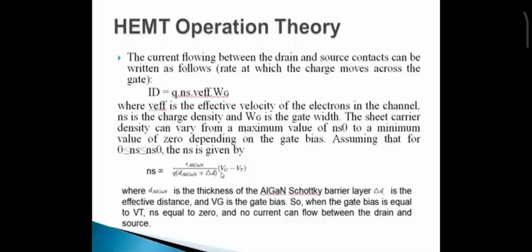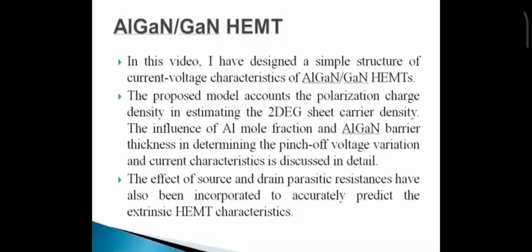Delta d is the effective distance between the 2DEG and the heterostructure interface. VG is the gate bias. So when the gate bias is equal to the threshold voltage, no current can flow between the drain and the source, so NS is 0 and the corresponding value of ID is also 0. In this video, I have designed a simple model of the current-voltage characteristics of an aluminum gallium nitride HEMT structure. The proposed model accounts for the polarization charge density in estimating the 2DEG sheet carrier density. 2DEG is the two-dimensional electron gas density.